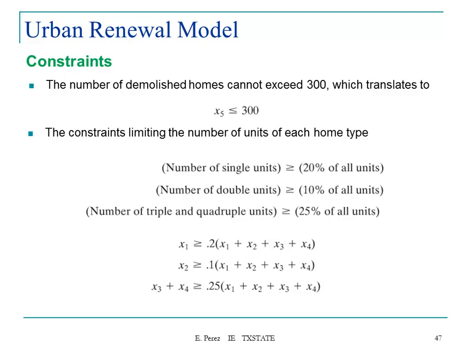Then you know that you can only demolish a maximum of 300 houses. So this is an easy constraint. And there are the constraints limiting the number of units of each type of home. You know 20% of the units should be single units, 10% double units, and 25% for the other two. So using that information, you can state these 3 constraints. That essentially tells you that for type 1 home, your houses need to be 20% of the total. Okay? And same for x2, x3 and x4.